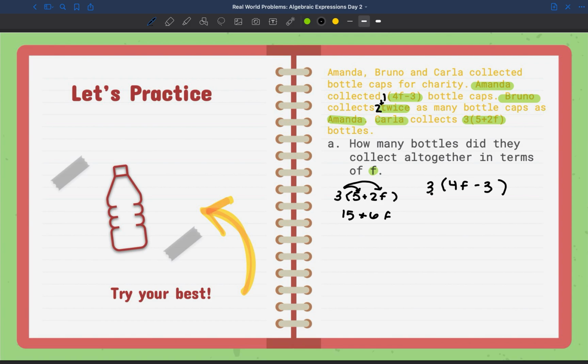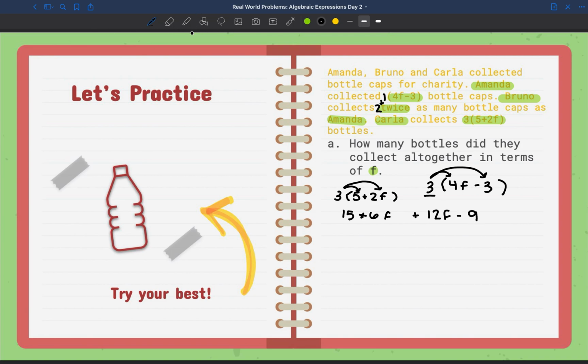So now let's do the same exact thing. Take our outside expression, multiply each term on the inside by it. So now we get 3 times 4F equals a positive 12F. And then 3 times negative 3 gives us a negative 9.